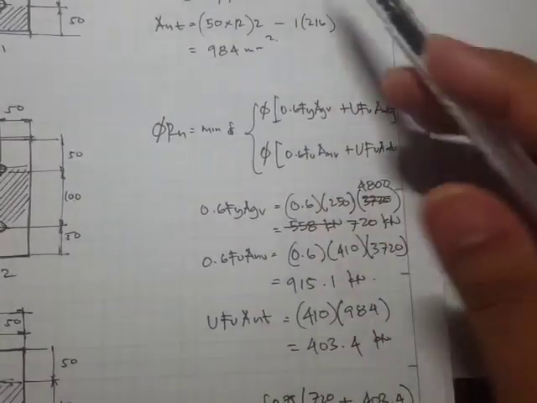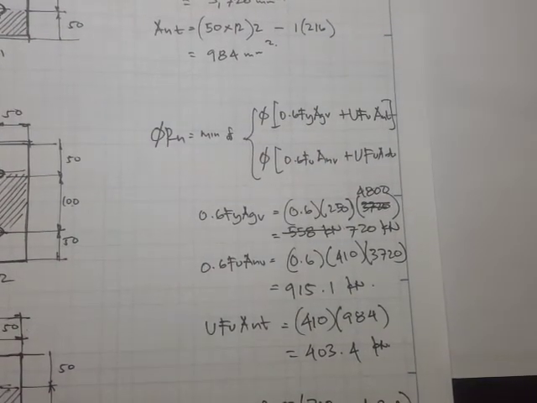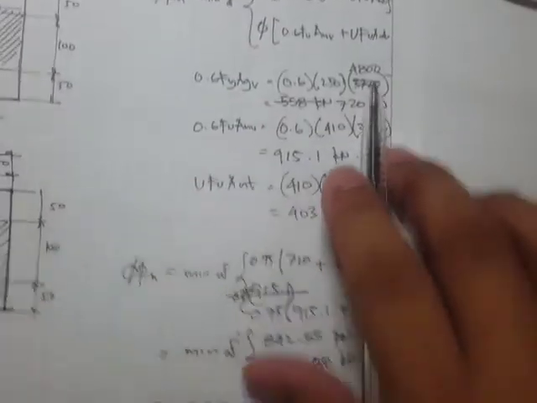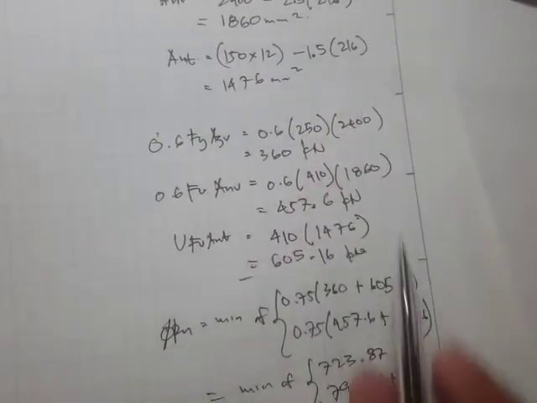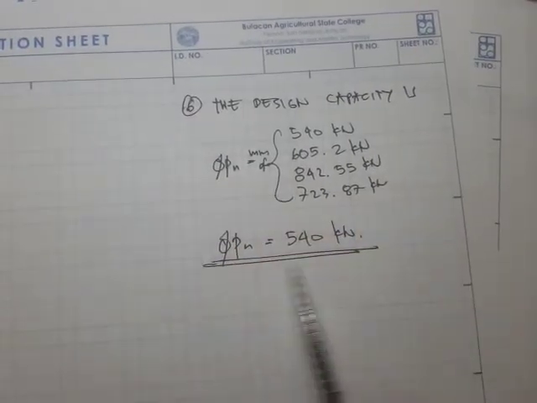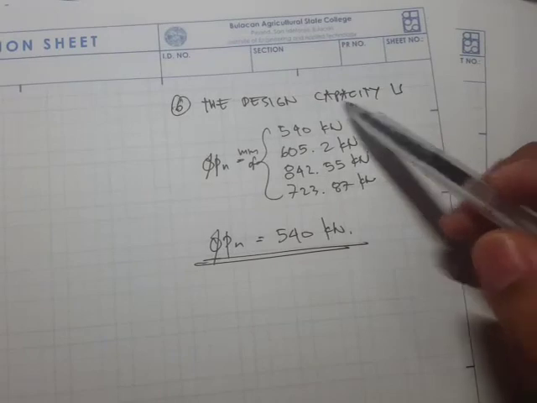And then we substitute it to the equation. We solve this, 842. Then another failure, we check, and we got the value 723. The capacity would be the minimum of the values obtained from the limit states, which is 540.